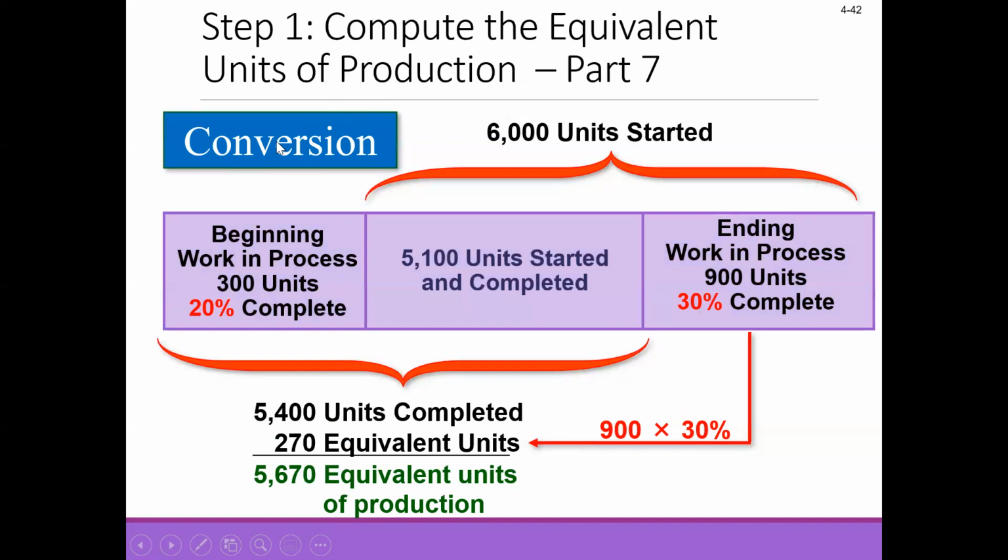For conversion purposes, we started again 6,000. We completed the 5,400 units in full. And for conversion purposes, we only had 30% of the conversion process completed. So the number of units times 30% gives us our 270 equivalent units, the 5,670 in regards to the conversion.